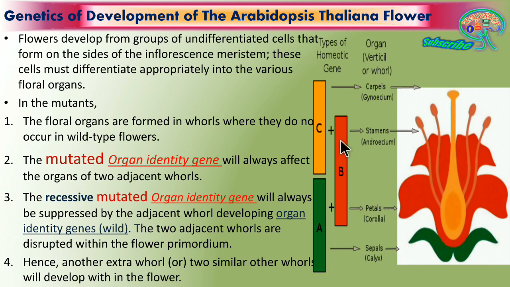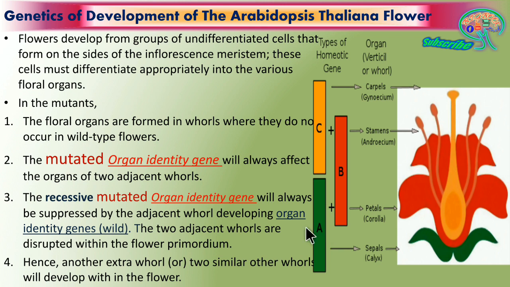And the class B genes are going to combine with the class C genes for the development of the stamens. So these two are going to influence the stamens, whereas the carpels will be specifically taken care of by the class C genes, similar to the class A genes, which are responsible for the development of the sepals. So in this manner, this combination is going to express its identity.